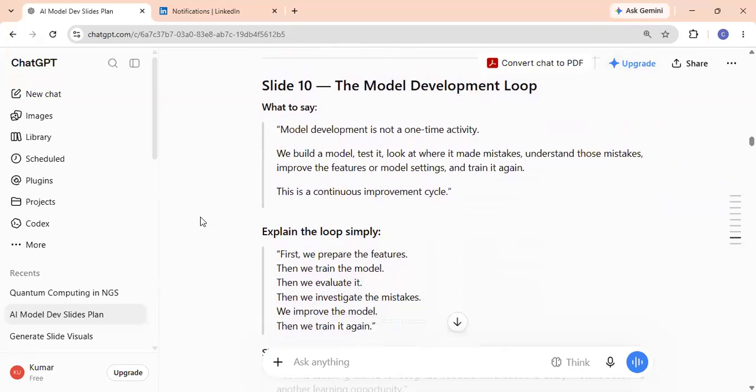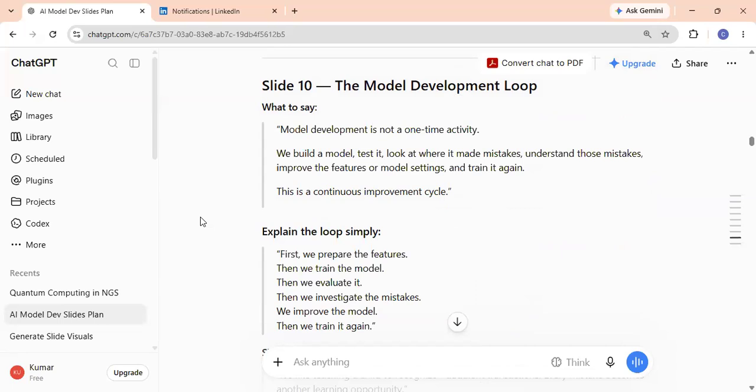Then slide 10 is model development loop. Model development is not a one-time activity. We build a model, test it, look at where it made mistakes, understand those mistakes, improve the features or model settings, and train it again. This is a continuous improvement cycle basically.